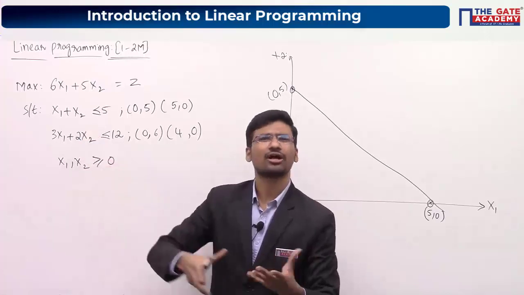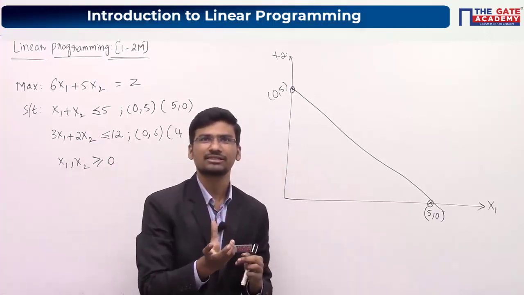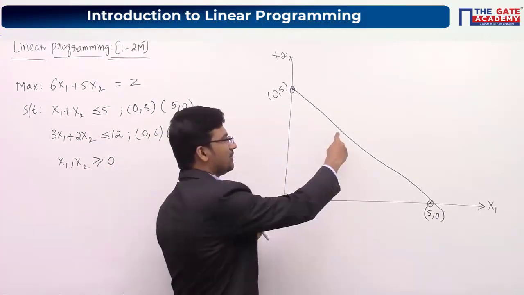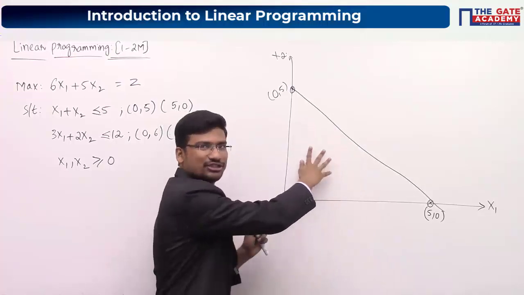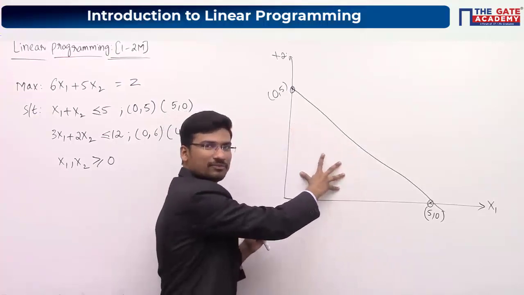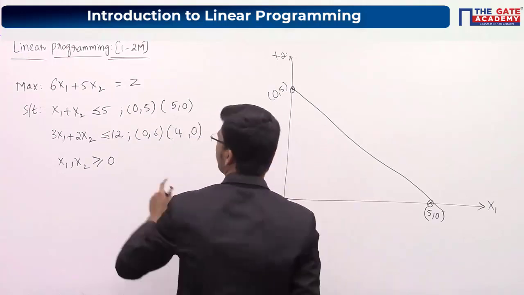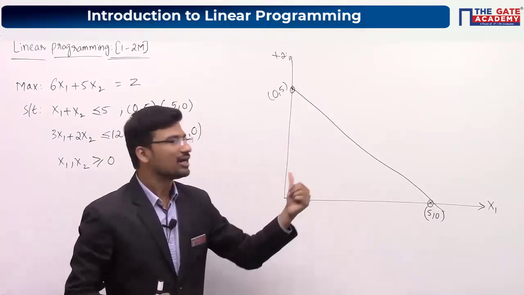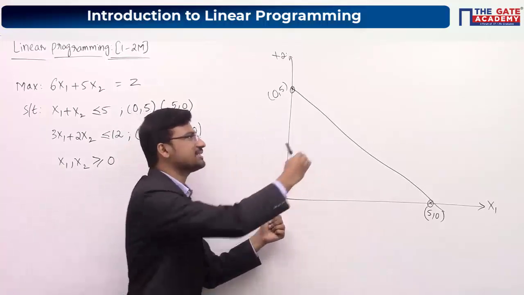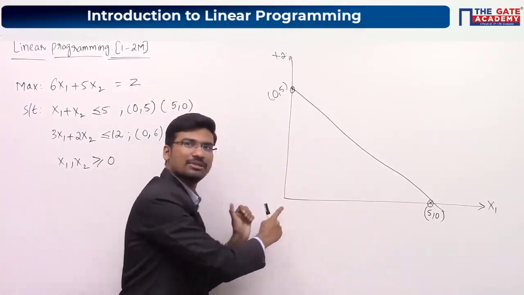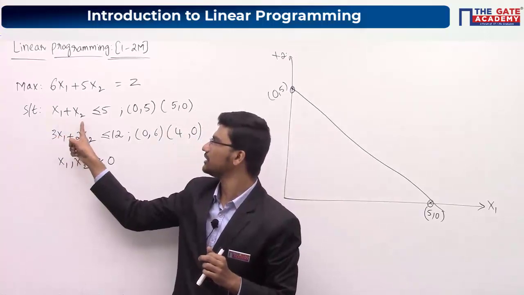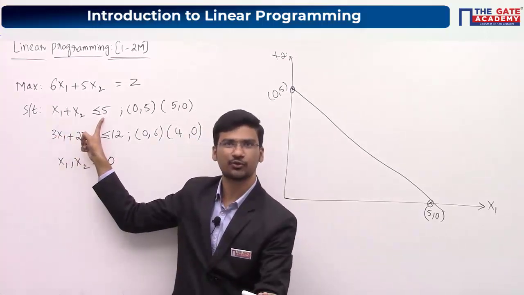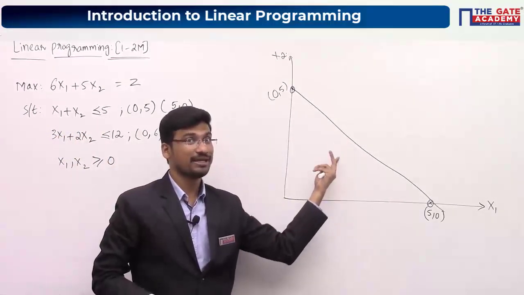Now what is the meaning of this? That means if you take any point from this region, and you substitute that particular point in this first constraint, it will be satisfied. Now let us say origin. So origin is downwards. Substitute origin 0, 0 in this inequality. So 0 less than or equal to 5, which is true. That means the region should be downwards.